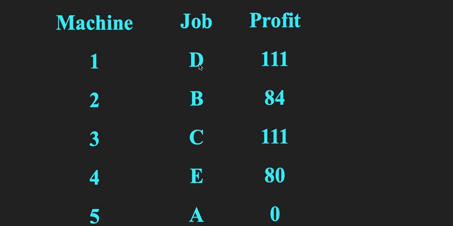So this is what I have taken. Machine number 1, job D, and the profit is 111. Then machine number 2, job is B, 84 rupees. Then machine number 3, job is C, 111 rupees. Then machine number 4, job is E, 80 rupees. And then machine number 5, job is A, and the profit is 0. And hence when I sum it up, it comes to 386 rupees, right? So this is how we solve maximization problems in assignment problems by applying the Hungarian method.